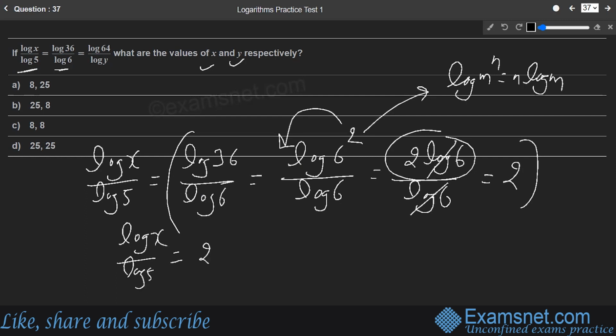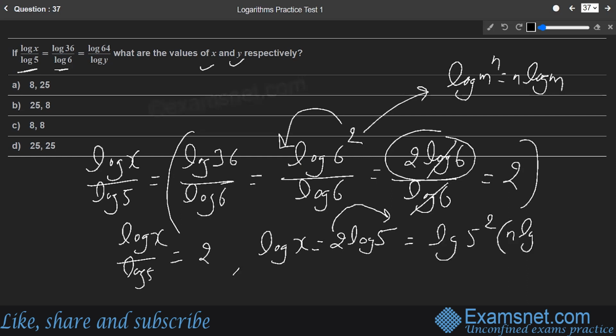Now we are supposed to find out the x value. So what we can do: log x is equal to 2 log 5. It has gone into the multiplicative form. Now this 2 can be raised up, so it can be written as log of 5 square, using the same property: n log m is nothing but log m to the power n. So the power can go further also. That's what has happened here.